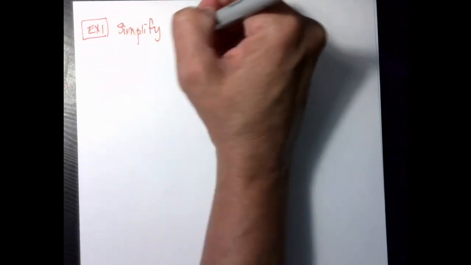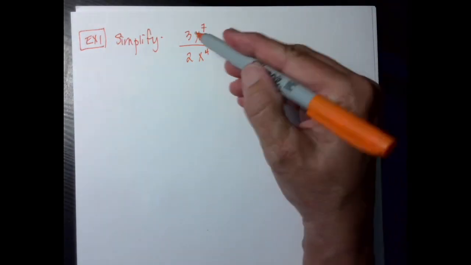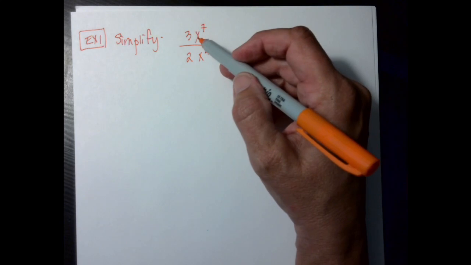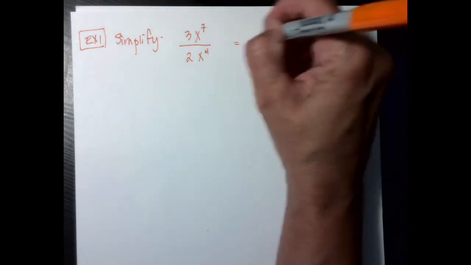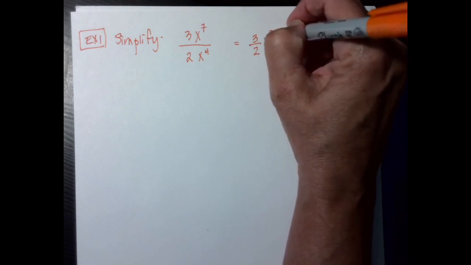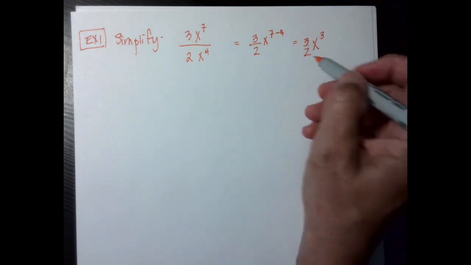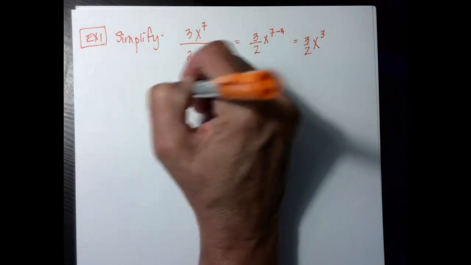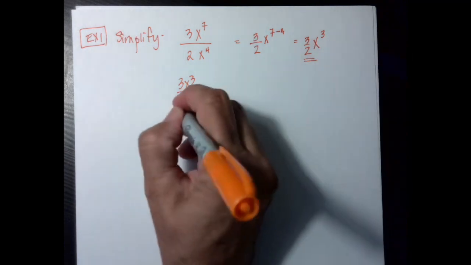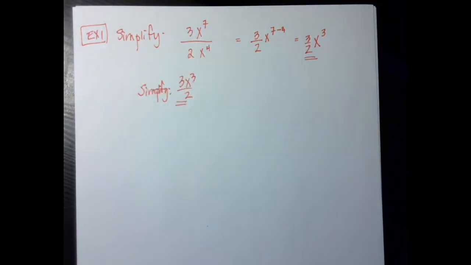All right, so for example number one, I'm going to simplify 3x to the 7 divided by 2x to the 4th. When I look at this, 3 and 2 don't have anything in common, so they get to stay. But the x to the 7 and the x to the 4th have the same bases. So I'm going to write down the 3 halves, it's going to stay, and beside it x to the 7 minus 4. Remember our laws of exponents. And so I'm going to get 3 halves x to the 3rd. You can write it either with the fraction out front, or as 3x to the 3rd over 2. Both of those say exactly the same thing, so it doesn't matter. If I had to report, because there's not a lot to report, I would write simplify.